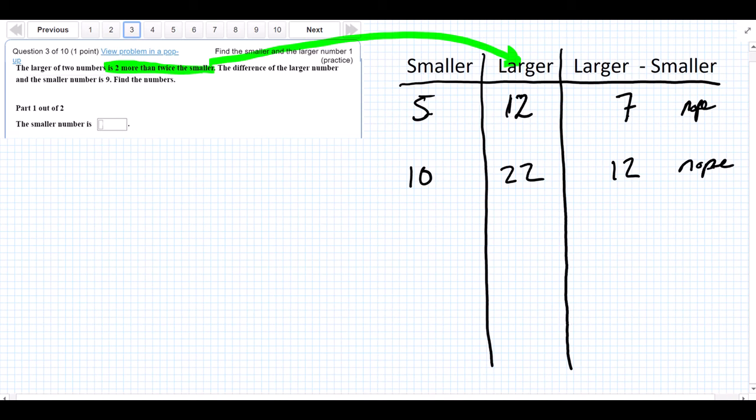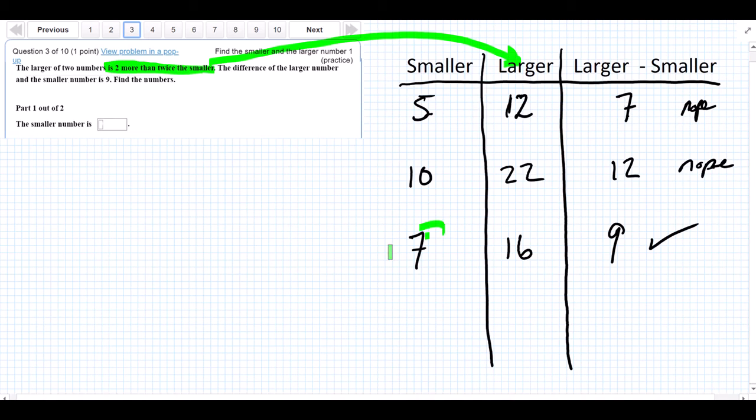So taking an educated guess, there's only 4 options, 6, 7, 8, or 9. And eventually you would stumble upon the right answer, 7, like we did before. Twice that is 14, plus 2 is 16, and the difference is 9. So that works. Trial and error is also a viable option.